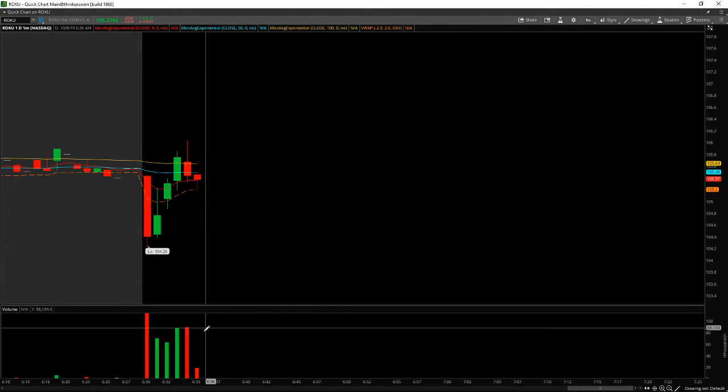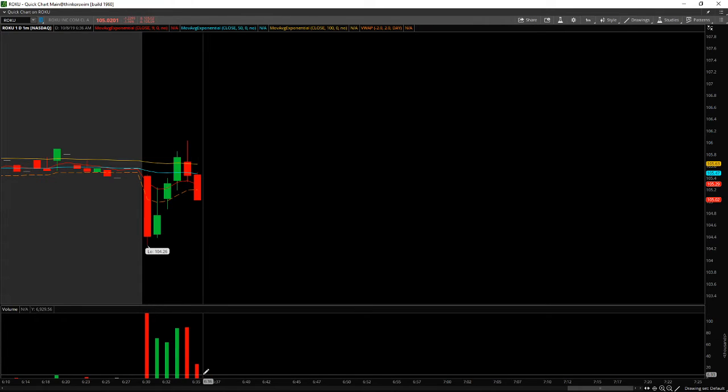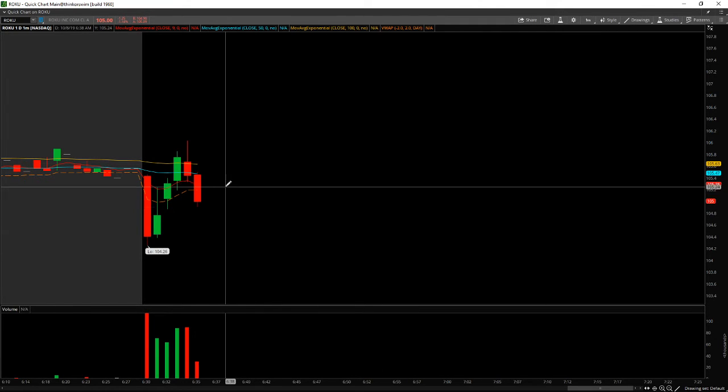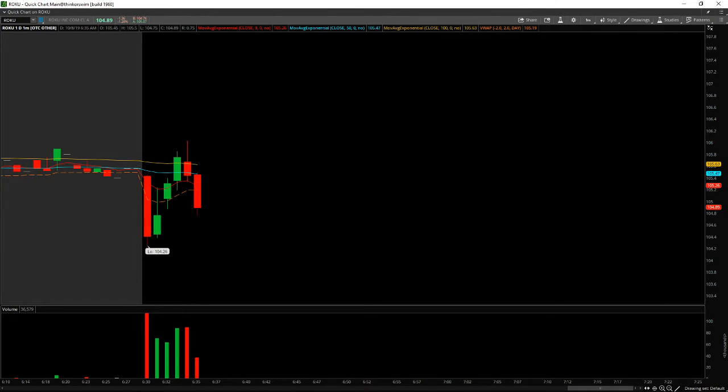Now let's see if there's enough. Let's see what happens, because this is sell volume right now. Oh, selling volume. Look at that. Boom, blew right through VWAP. So you see how these serve as support and resistance, and that's pretty much it, guys.